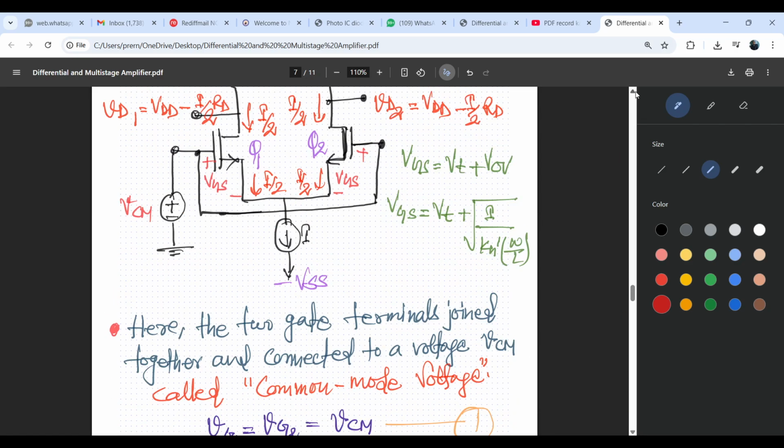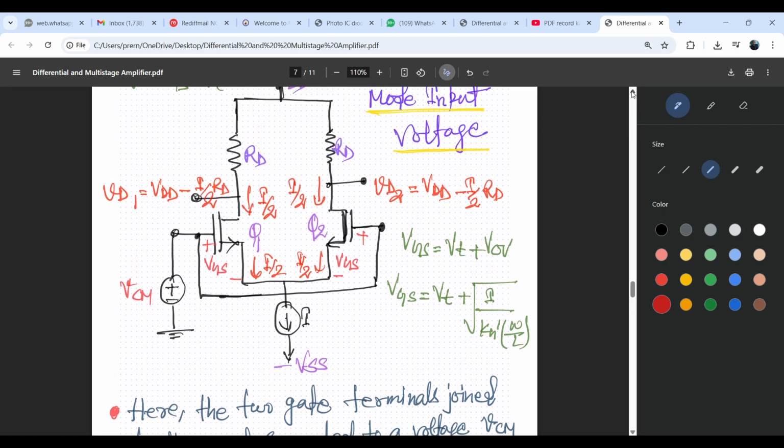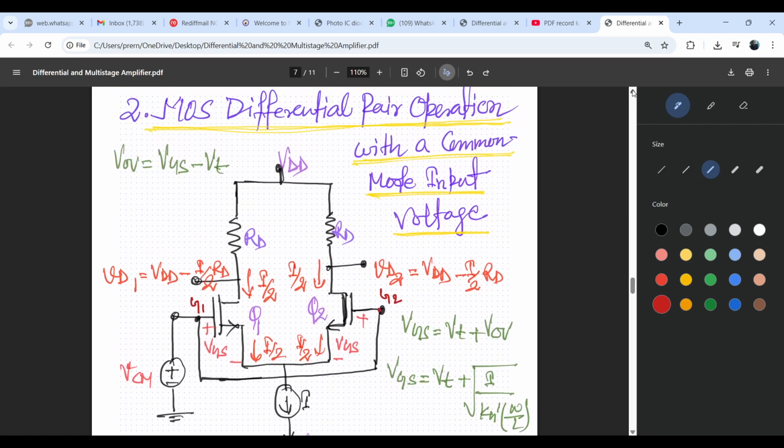MOS differential pair with common mode input voltage. What we are doing is that gate 1 and gate 2 are connected together to a common voltage, say VCM. Our topic is MOS differential pair operation with a common mode input voltage, that is our VCM.